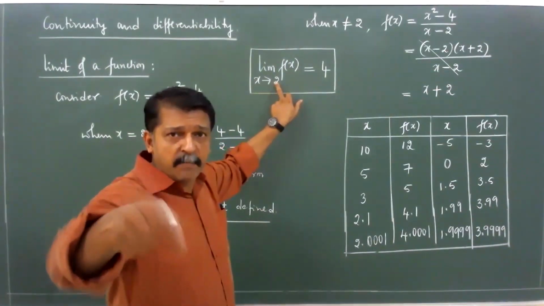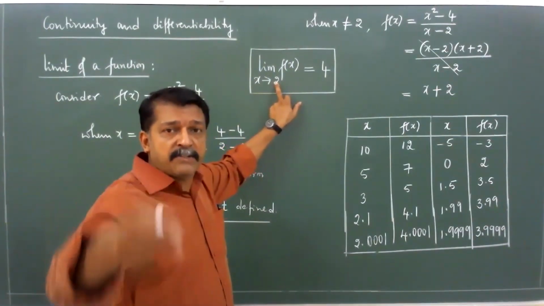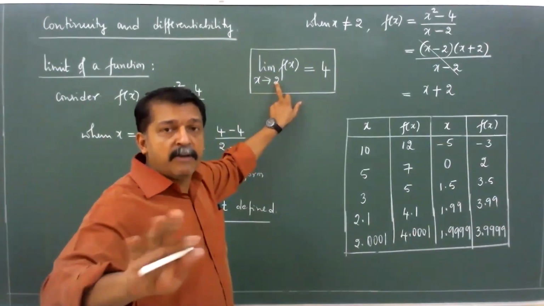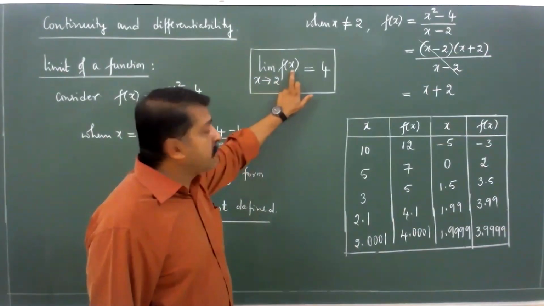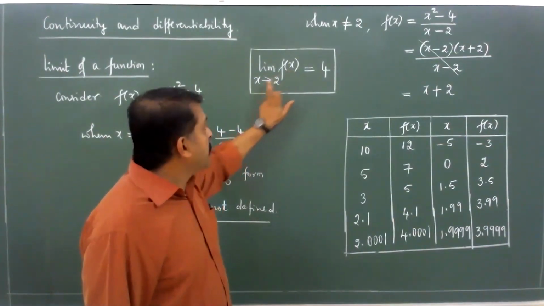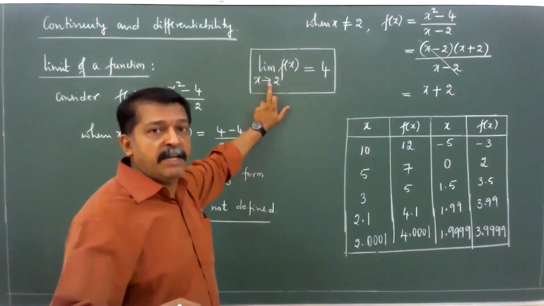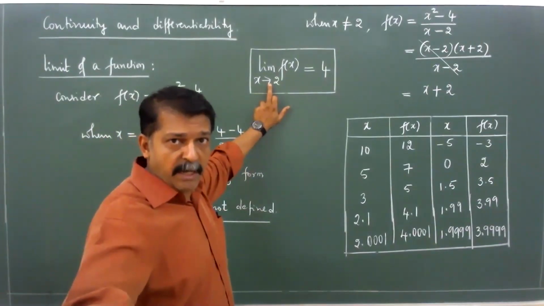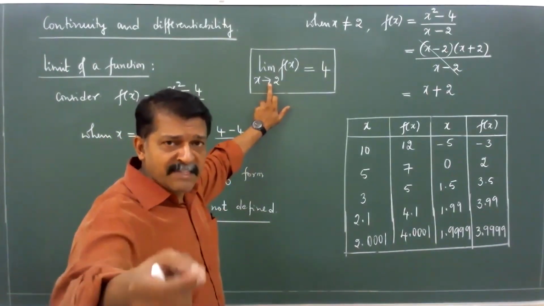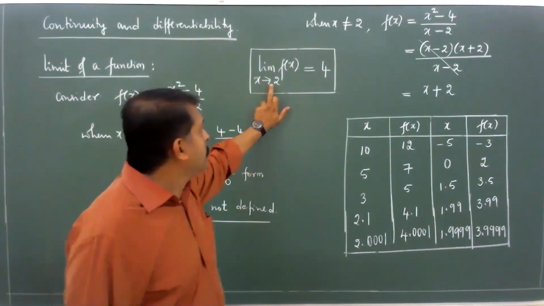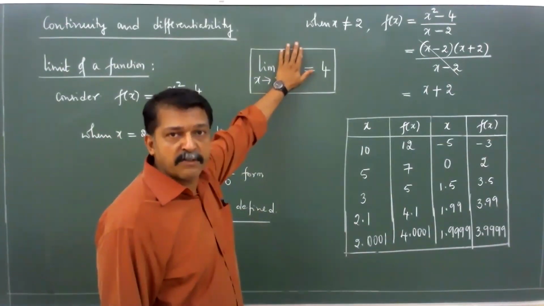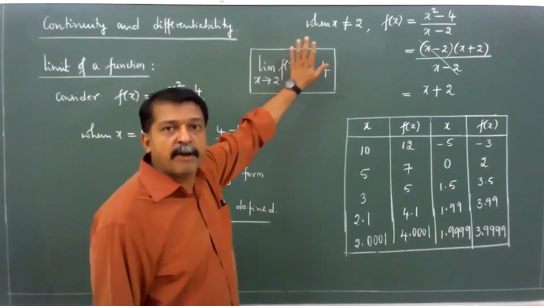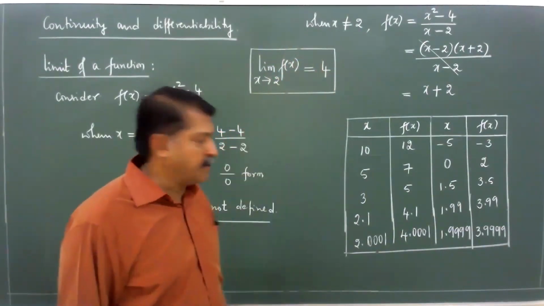We understand the behavior of the function in the neighborhood of a point. At that point, whether the function is defined or not defined, we are least bothered. In the neighborhood of the point, what is the value of the function? Neighborhood of the point means slightly greater value, slightly lesser value. With respect to the reference point, what is the behavior of the function? This is what we understand by finding the limit of the function.